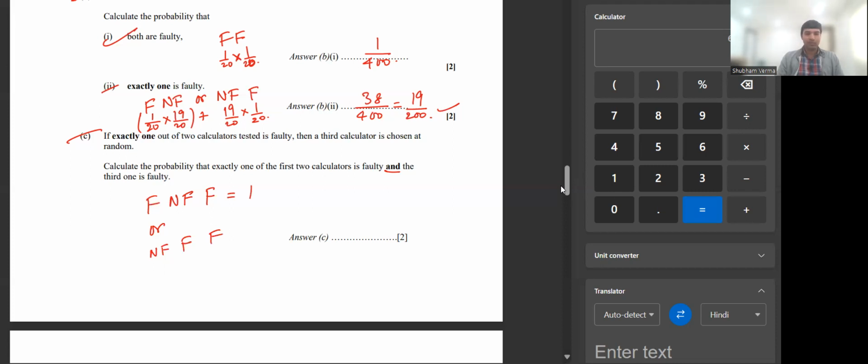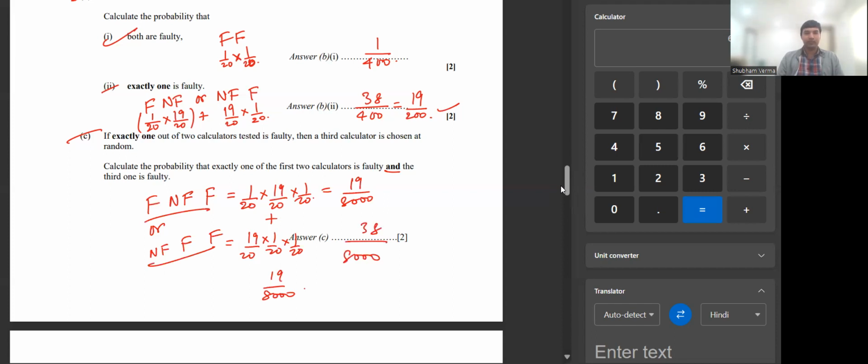So let's see the probability: 1 by 20, not faulty is 19 by 20, into 1 by 20. Or 19 by 20 not faulty, 1 by 20, into 1 by 20. So we have to add them, because "or" means adding. So we have 19 by 8,000 and this is also 19 by 8,000, which is 38 by 8,000, or 19 divided by 2, 4,000. That is enough.